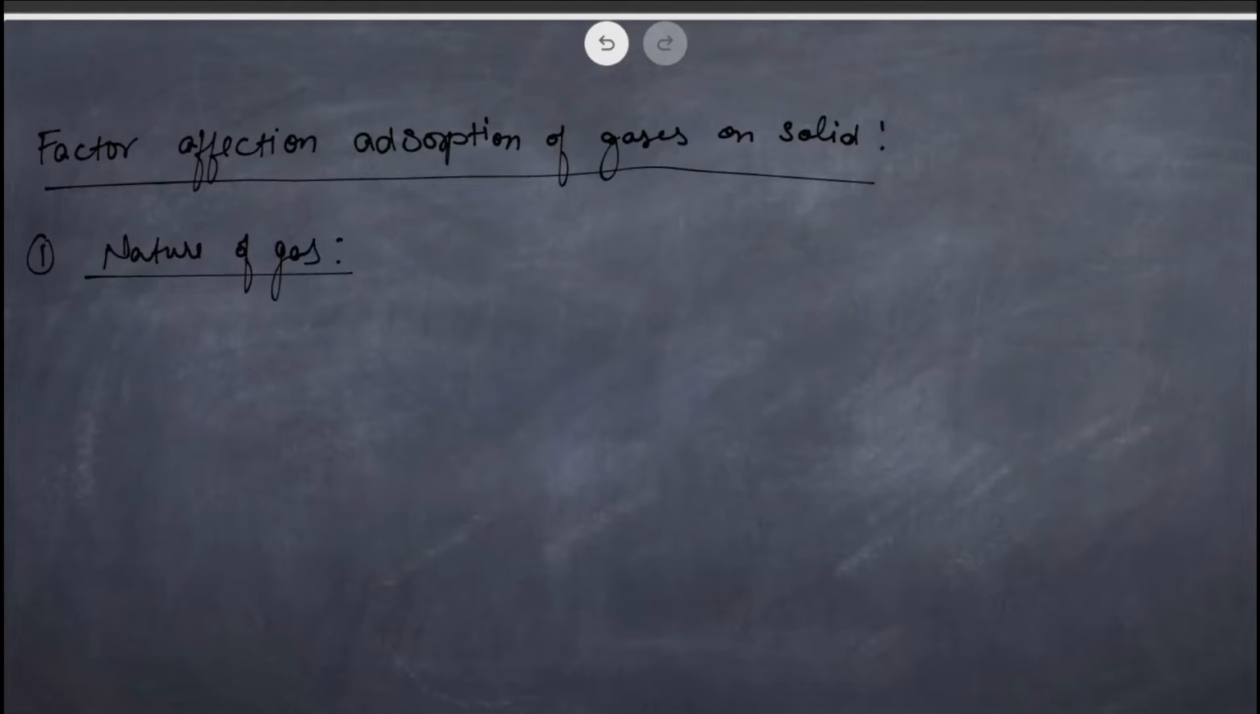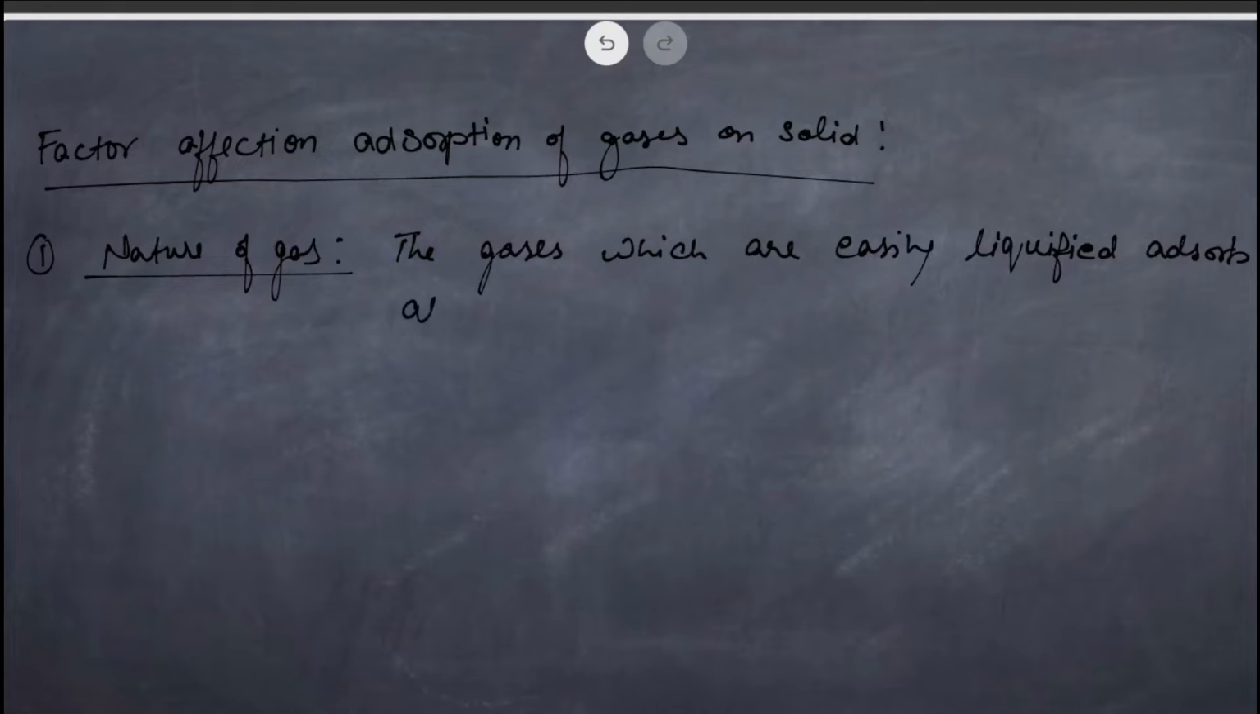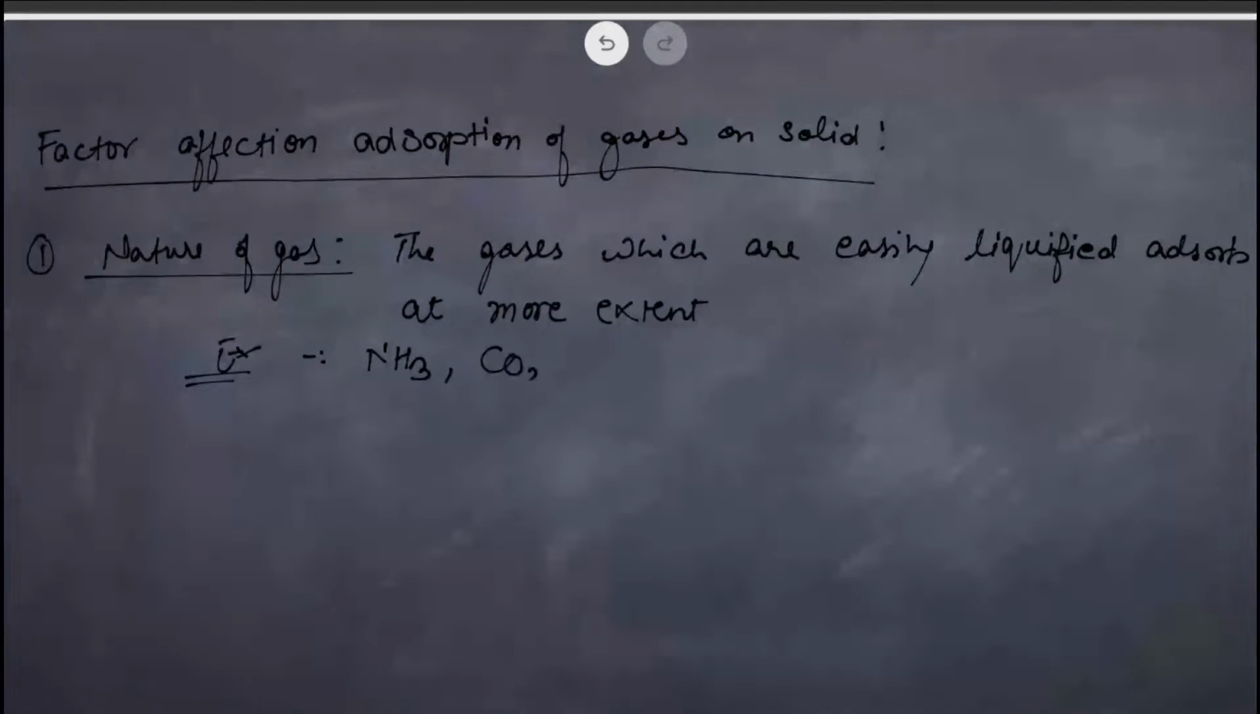Okay, so the gases which are easily liquefiable absorb to a greater extent. Examples are CO2, SO2.